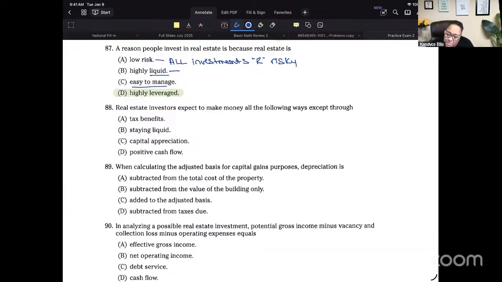And easy to manage? I don't know any property managers who say, oh yeah, it's easy. People are real people-y. So our answer has to be D, highly leveraged. You are often using somebody else's money. Leverage is using somebody else's money or time to be able to do things. So there you go.